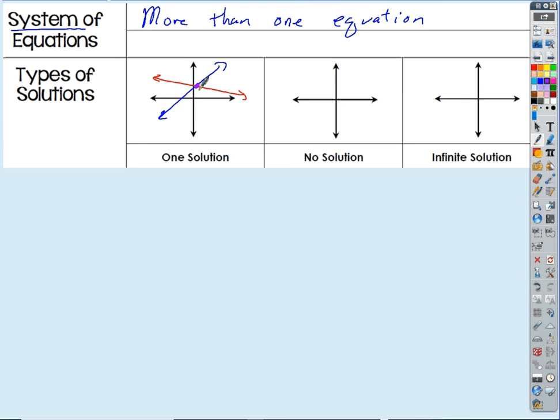What could happen for us to get no solutions? Okay, so they'd be parallel, right? The lines never meet. So that's a possibility.